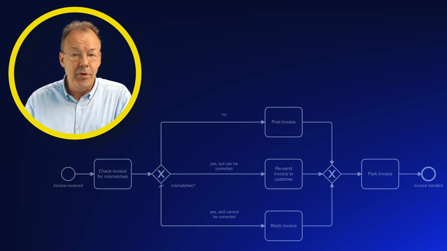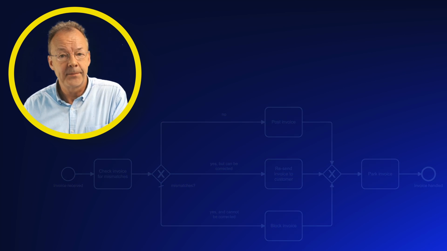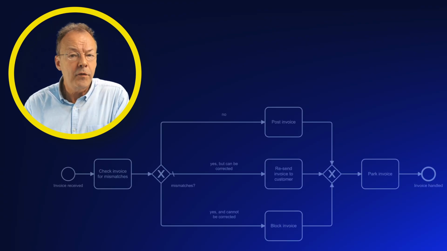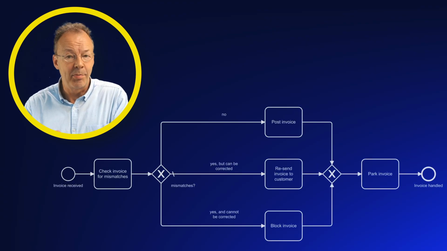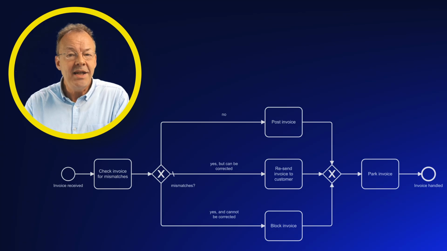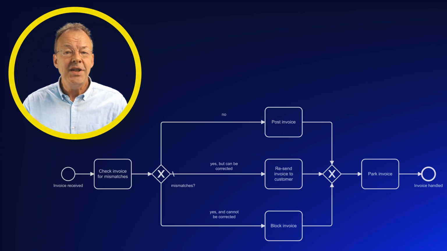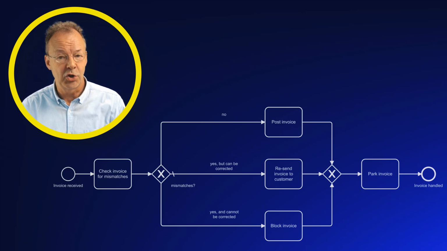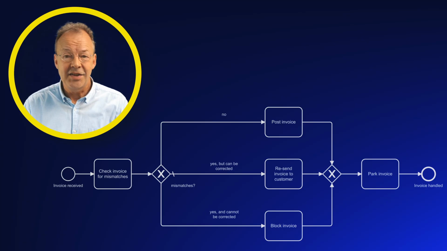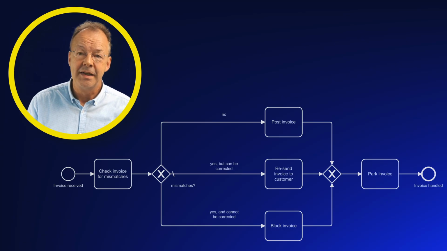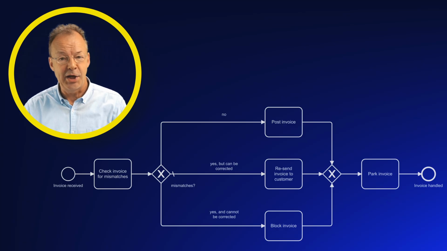Now let's look at a variation of the last diagram. The default flow is now the second from the top. This would mean that in the case that all conditions evaluate to false, the task resend invoice to customer would be chosen. But is this even possible in BPMN? Let's look at the specification.